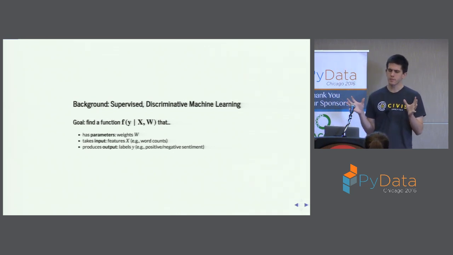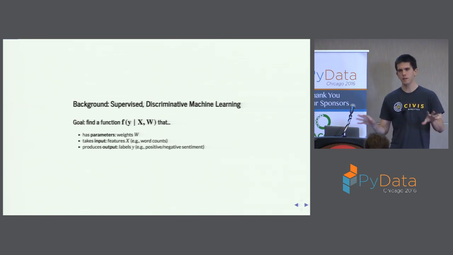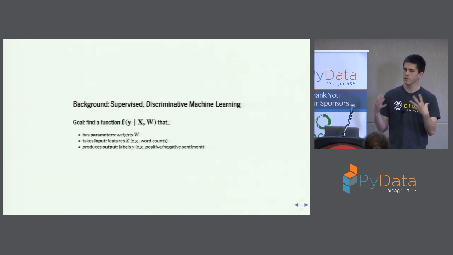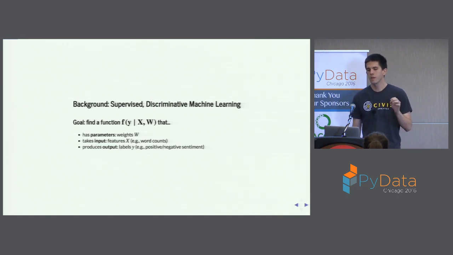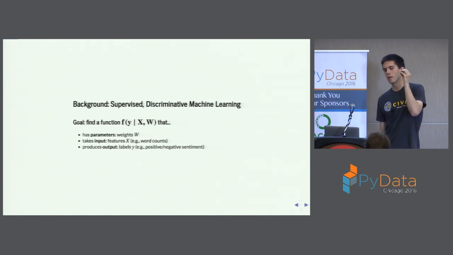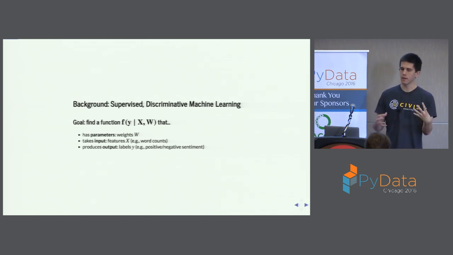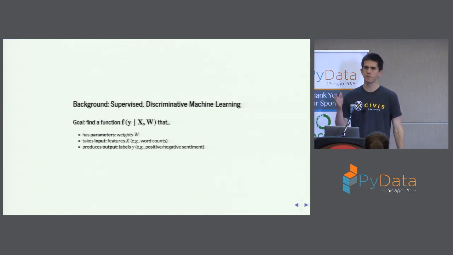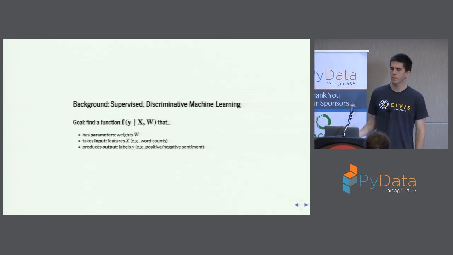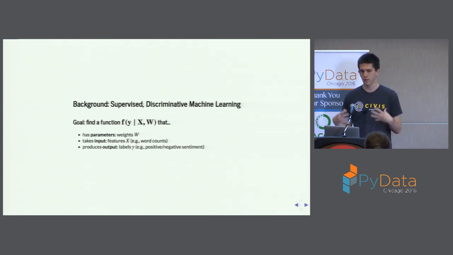So with discriminative machine learning, we're trying to find a function. This is maybe elementary, but I just want to get everybody on the same page when I'm talking about TensorFlow. So we want to find a function that will output some y, some label or target value, given some features x and some parameters w. Finding the right parameters for our model is the goal of the machine learning algorithm. For example, the features could be counts of words in a movie review, and the output labels, or targets, would be positive or negative sentiment, whether it was a good review or a bad review.